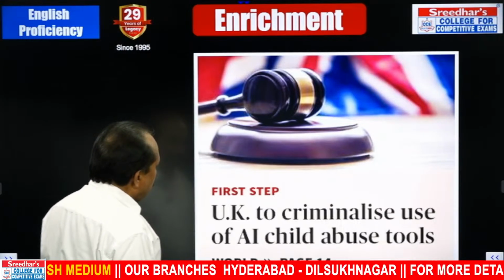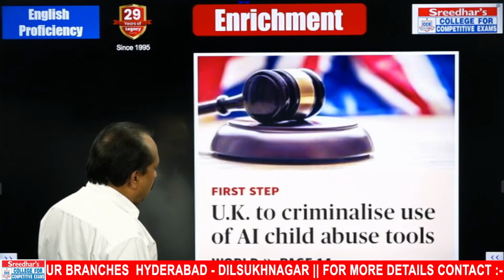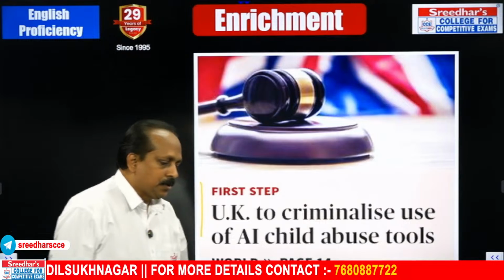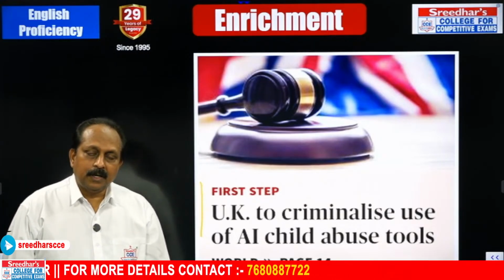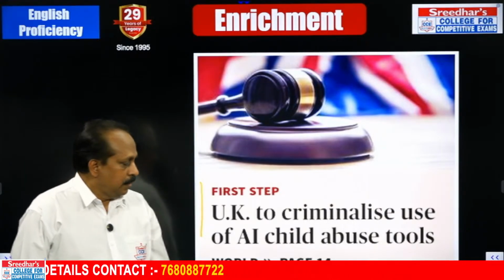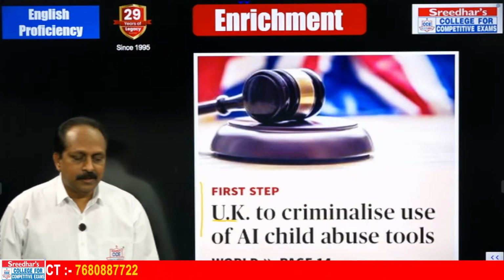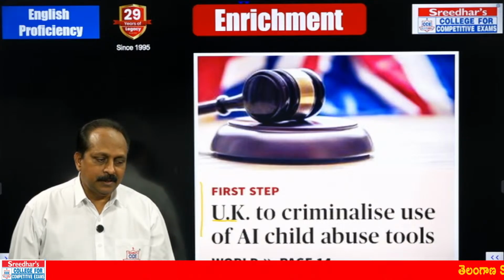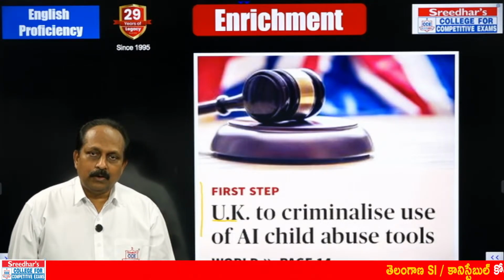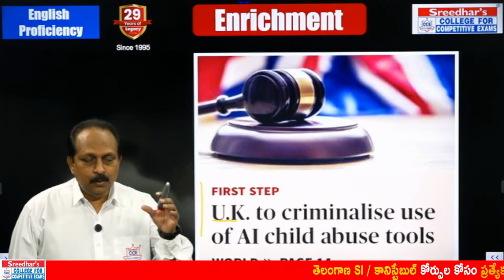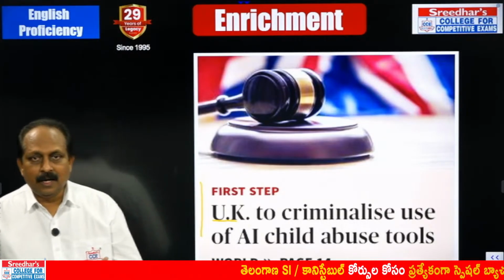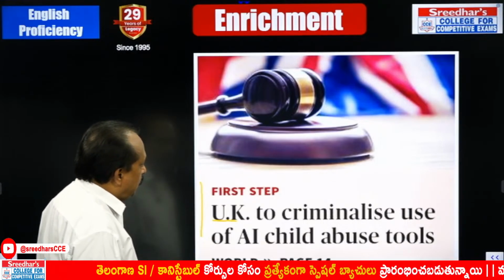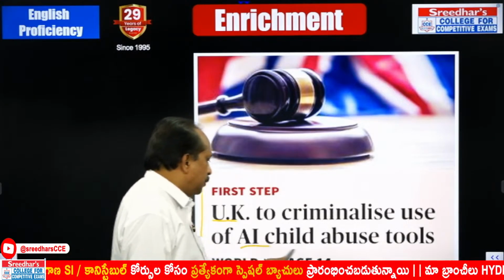First step, UK to criminalize use of AI child abuse tools. There is one important news item here. First step, the first step taken by a particular country. Which country is that? The UK. Here when you see UK, you may wonder how come there is not 'the'. But do remember, when it comes to headlines, when it comes to snippets, journalists don't follow grammar, they don't follow the rules. News is important, not grammar, because it's like a headline. Otherwise, we have to use 'the UK to criminalize use of AI child abuse'.